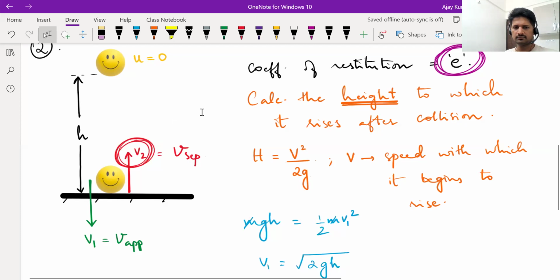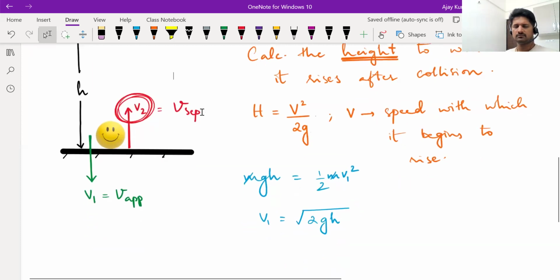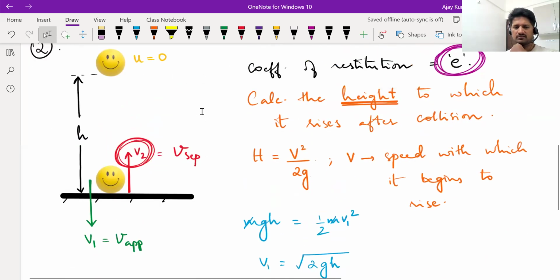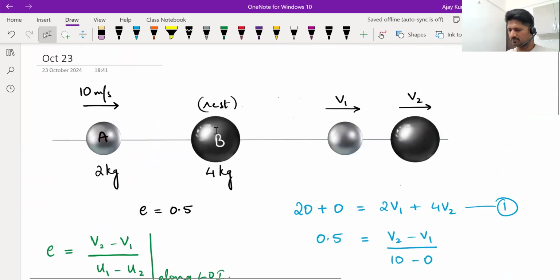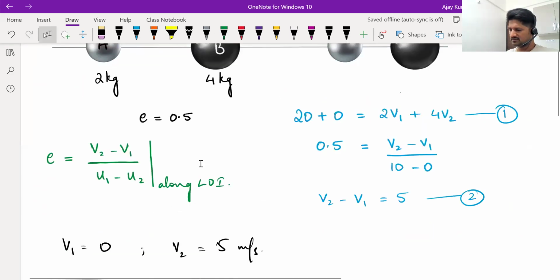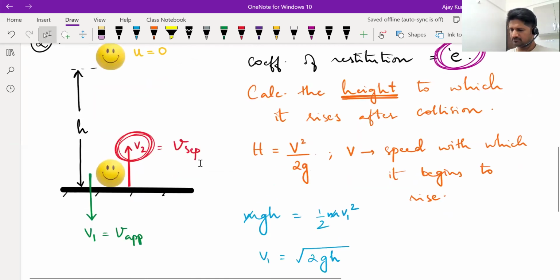Sir, it'll be V2 is equal to V minus V1. What is V? And where are you getting these equations from? Like in the previous problem also, you started saying 10 minus V1. Where did you learn subtracting these speeds? And here also you are saying V minus V1. What is V?